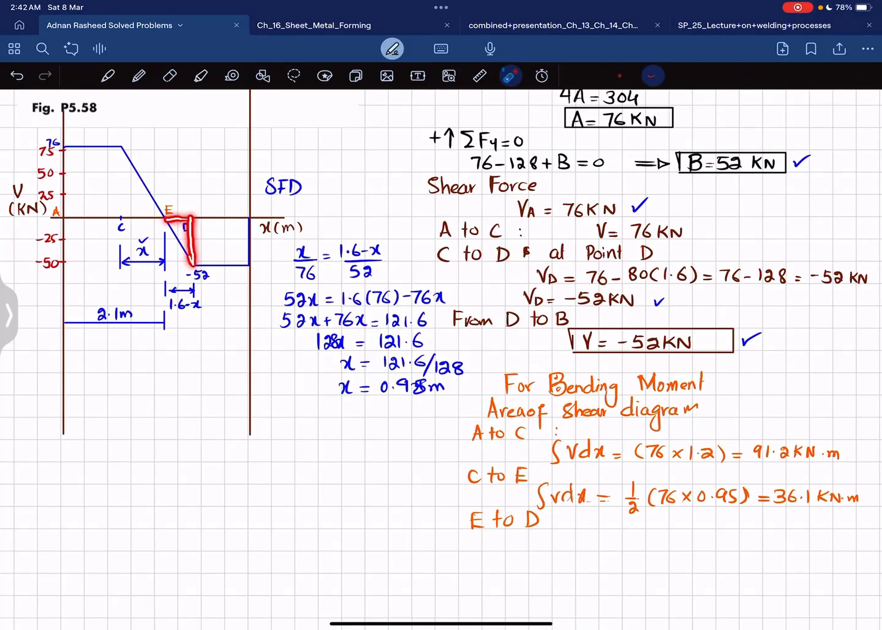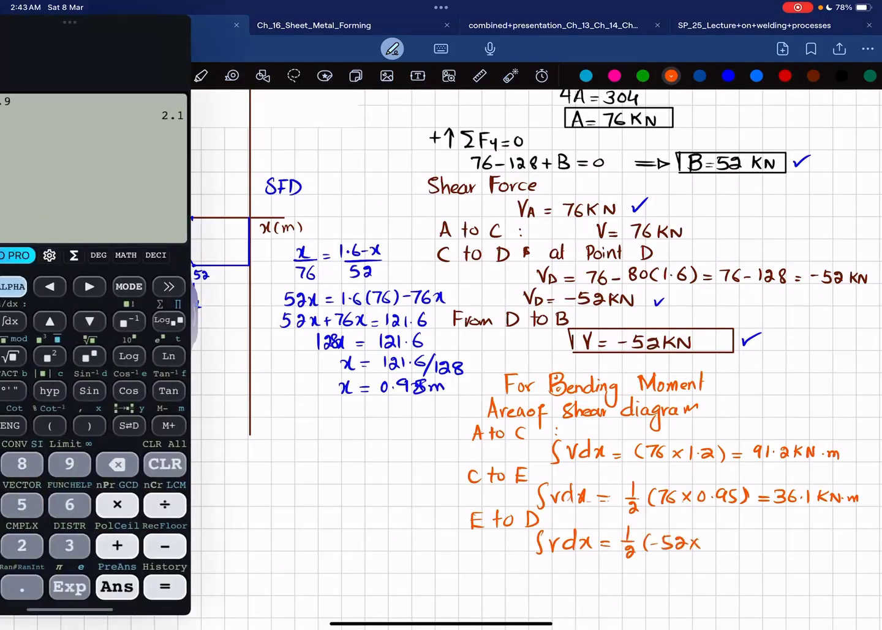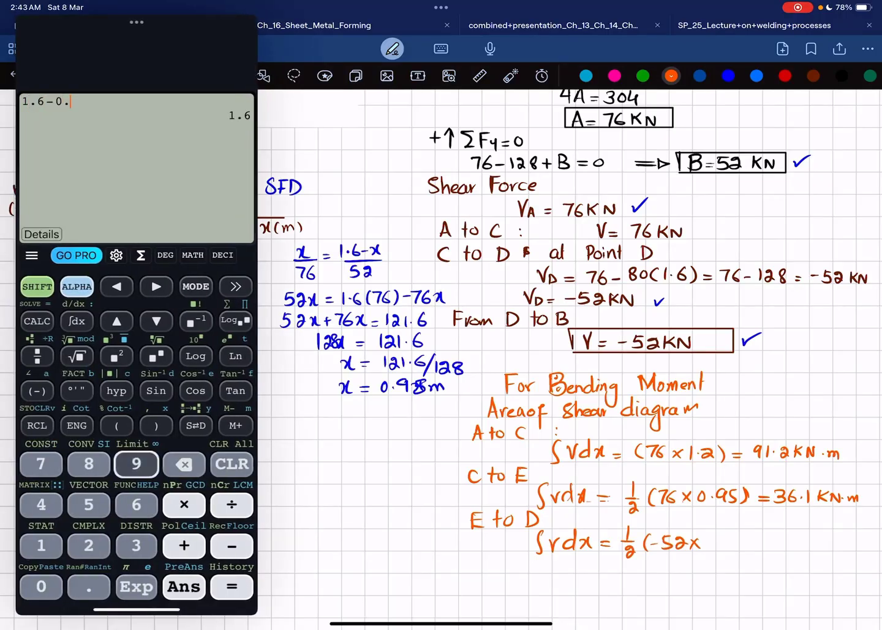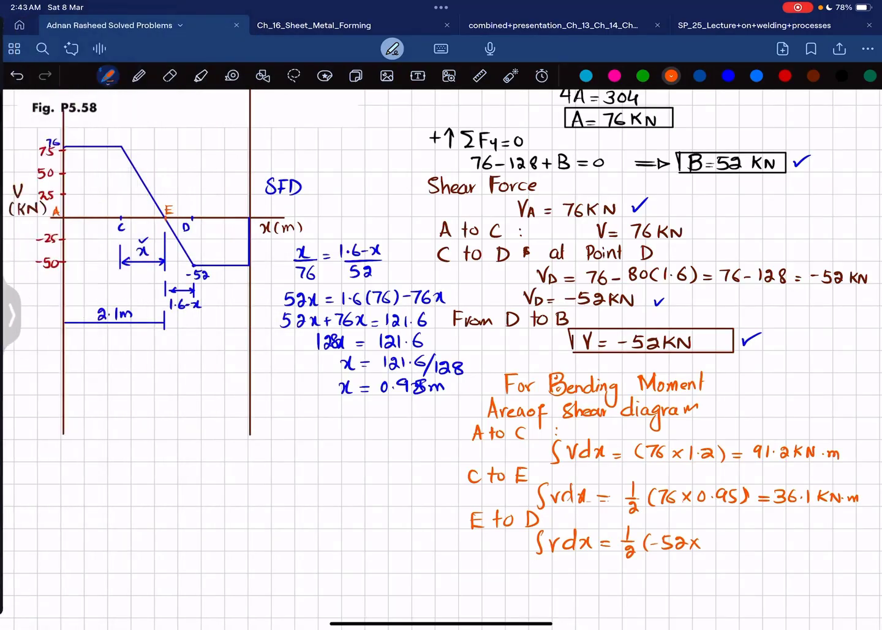you can see this E to D area under the shear force diagram is this one, and again this is a triangle, so its area will be 1/2 multiplied by minus 52, multiplied by this length, and this length will be 1.6 minus 0.95, which is 0.65. So the integral of V into dx will be equal to 1/2 times minus 52 multiplied by 0.65. Multiplying this, we will get minus 16.9 kilonewton meter.